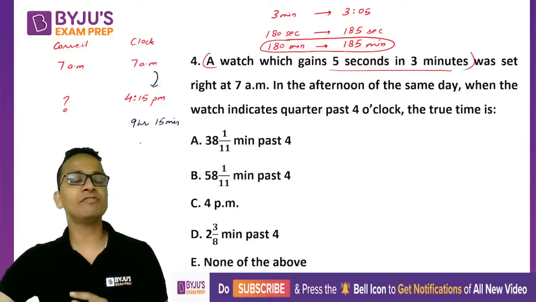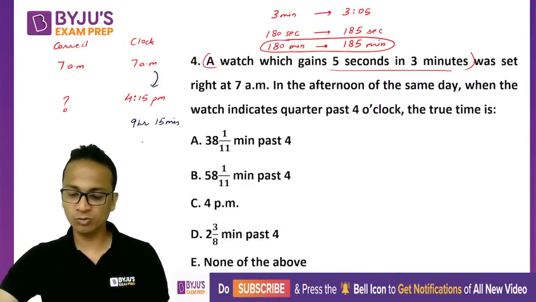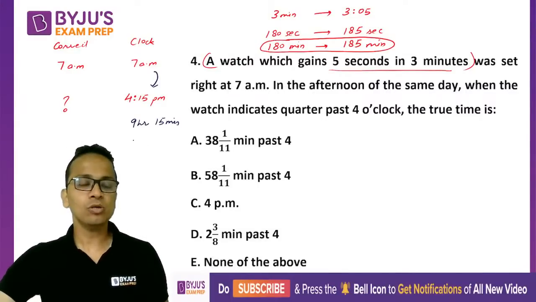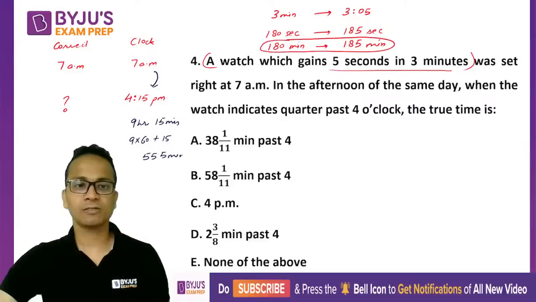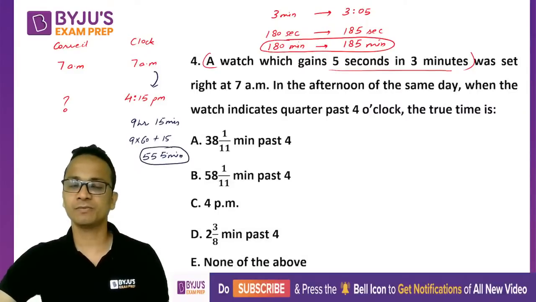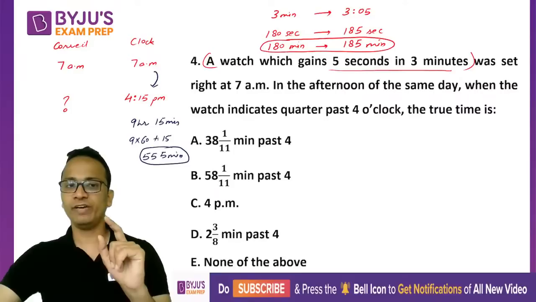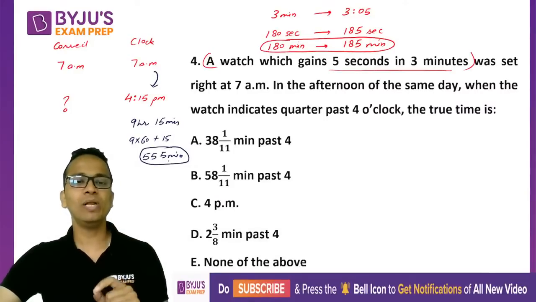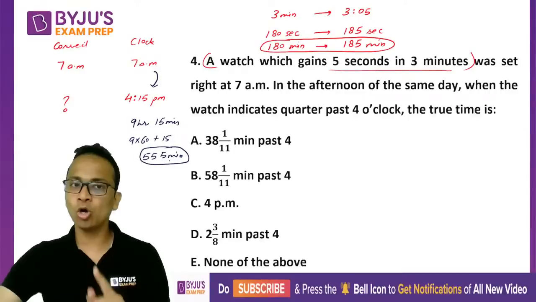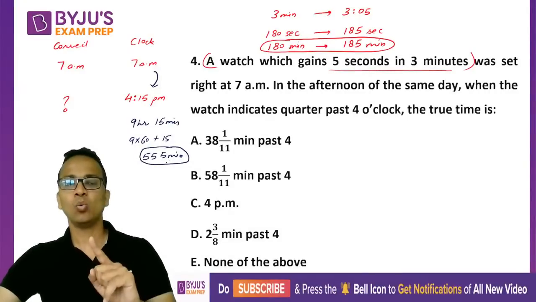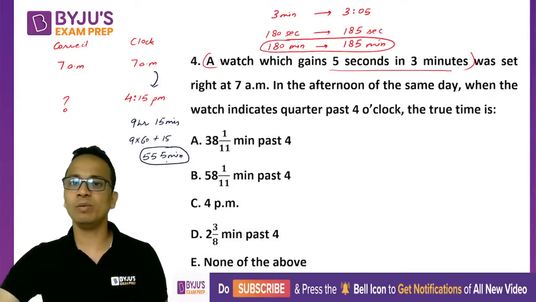Now convert 9 hours and 15 minutes completely into minutes. So 9 into 60 plus 15, that is 540 and 15, 555 minutes. So now we have to find out, when 555 minutes will pass in the wrong clock, or in the faulty clock, what will be the correct time that will have passed?